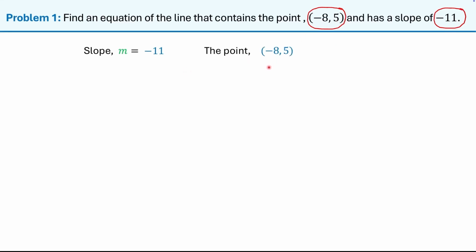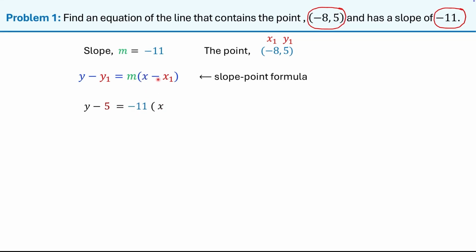To write the equation, we use this formula called the point-slope formula. In this formula, x1, y1 is a point on the line. So, x1 is -8 and y1 is 5. Now substitute the values of m, x1 and y1. You get y minus y1, which is 5, is equal to m, which is -11, times x minus x1, which is -8.